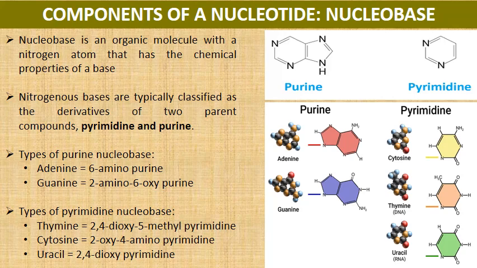Examples of pyrimidines commonly found are uracil, that is 2,4-dioxypyrimidine, thiamine, 2,4-dioxy-5-methyl-pyrimidine, cytosine, 2-oxy-4-aminopyrimidine. As we know, thiamine and cytosine pyrimidines are found in DNA, while in RNA, thiamine is replaced by uracil.